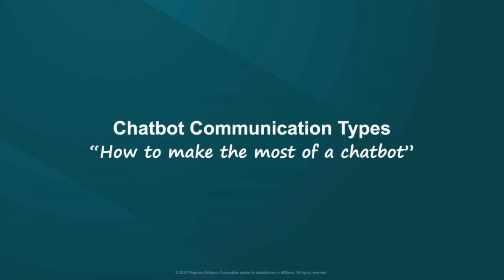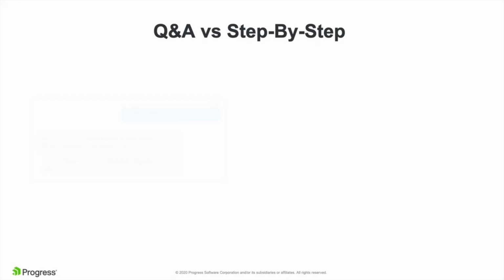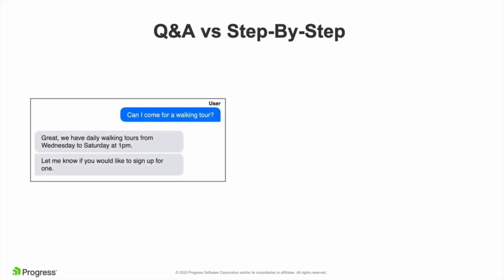And next, let's have a look at different chatbot communication types, because the way the chatbot communicates with your users actually varies and there are different types of scenarios. So the first one is Q&A versus step-by-step. Q&A is usually when the user provides one question and the chatbot is trained to provide one answer for that specific question. So it's kind of like just a one-step conversation.